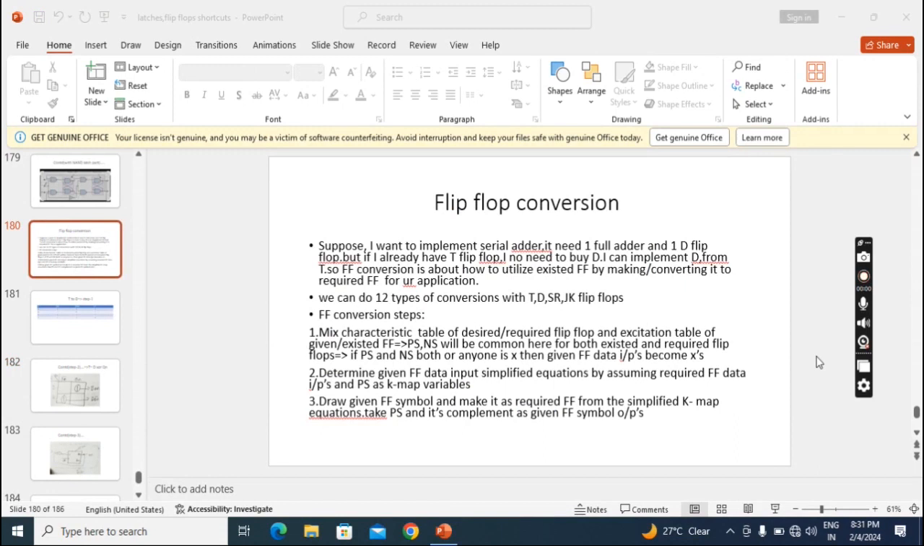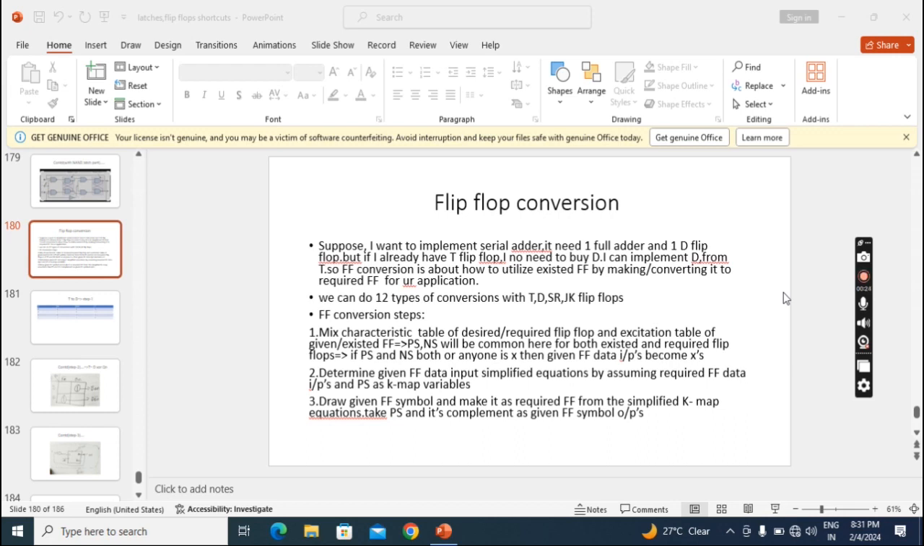In this lecture we'll discuss flip-flop conversion, the necessity of flip-flop conversion, that is, why we are doing conversion, and we will also discuss the flip-flop conversion process, the steps. Okay. First we'll see the necessity. I will give you one example.